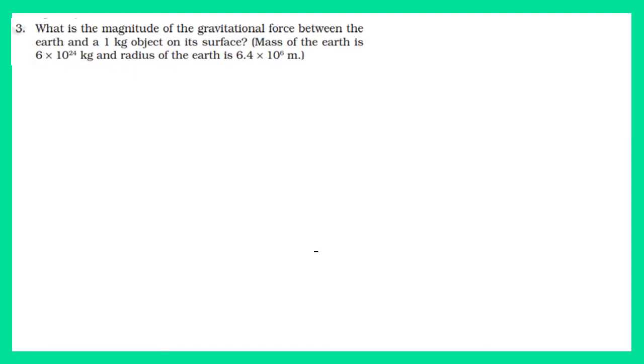The next question is: what is the magnitude of the gravitational force between the earth and a 1 kg object on its surface? To solve the question, the value of the mass of the earth is given to you and the value of the radius of the earth is also given to you. Okay, so let me solve this question for you.